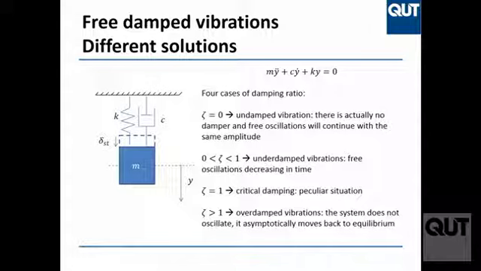How does my function look like if I have undamped vibrations? How does my vibration look like in time? What's this function? It's a sine wave. So if zeta is equal to 0, my system is going to vibrate forever because it means that c is equal to 0, which means there is no damper. Clear? Good. If zeta is between 0 and 1, we call those underdamped vibrations, not undamped, underdamped, which means damped but not much.